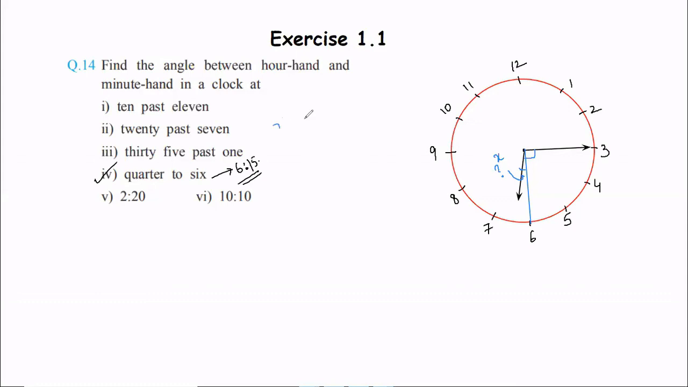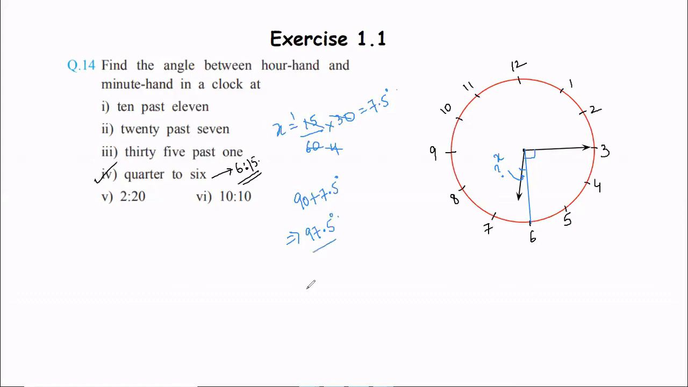So x will be 15 by 60 of 30, or I could say 1 by 4 times 30. 4 and 30 get cancelled, and you will have 7.5 degrees remaining. So our answer will be 90 plus 7.5 degrees, which can be written as 97.5 degrees.